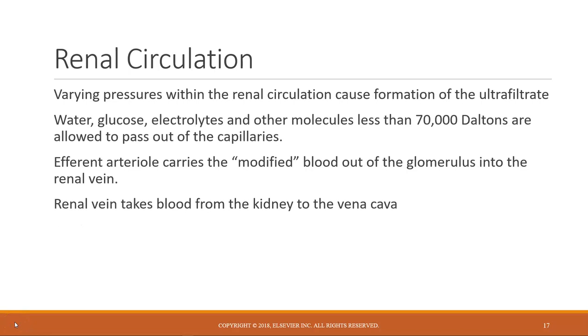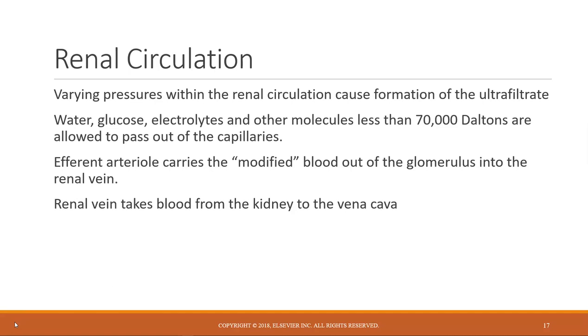The varying pressures within the renal circulation cause the formation of the ultrafiltrate. So because of the changes in pressure, some things are pushed out of the fluid and become the urine. Others cause it to go back and be retained by the blood. Water, glucose, electrolytes, and other molecules less than 700,000 Daltons are allowed to pass out of the capillaries. They're small enough to pass through.